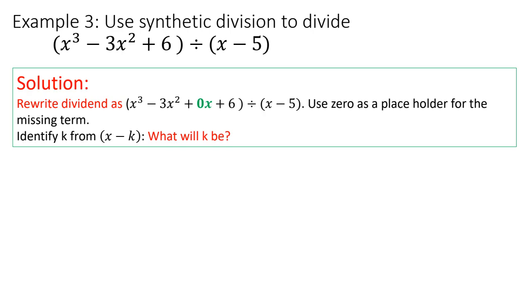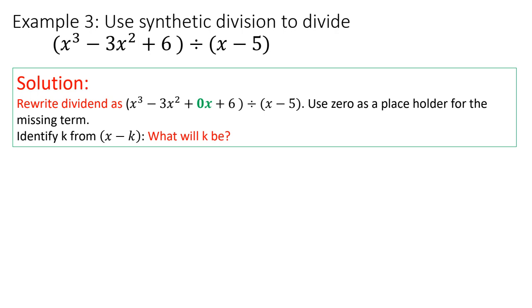So here, we see that our k value is going to be a positive 5 because it's in the format of x minus k. So our k is a positive 5. Or if you wanted to solve it as an equation, you move the negative 5 to the other side of the equation, which gives you the positive, okay?